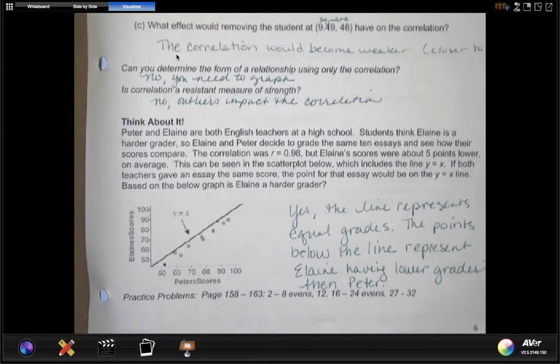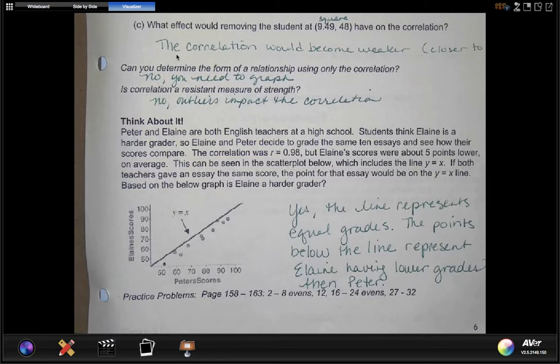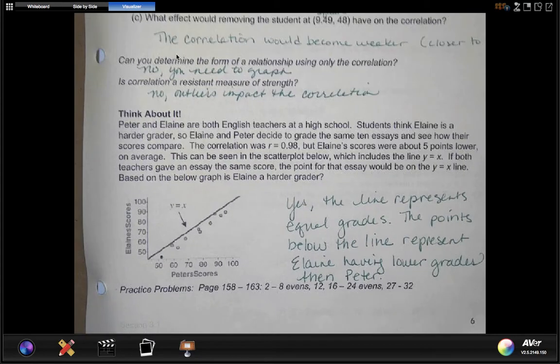And yes, the line y equals x would represent equal grades. So the points below the line represent Elaine having lower grades than Peter. So Elaine is consistently harder than Peter because she's consistently giving lower grades.